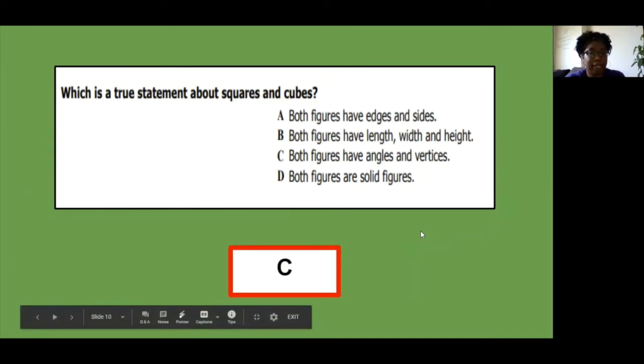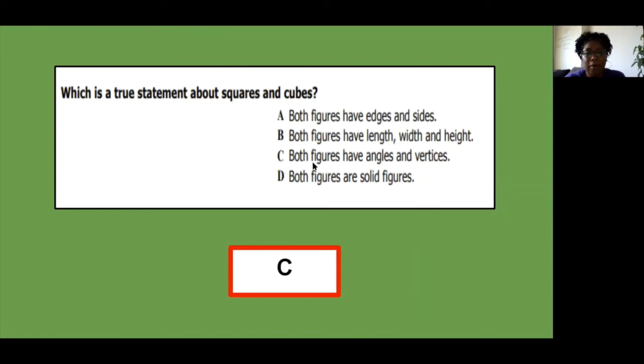If you said C, you are correct. Both figures have angles and vertices. Okay, think about the question. It's asking about a plane shape and a solid shape, squares and cubes.